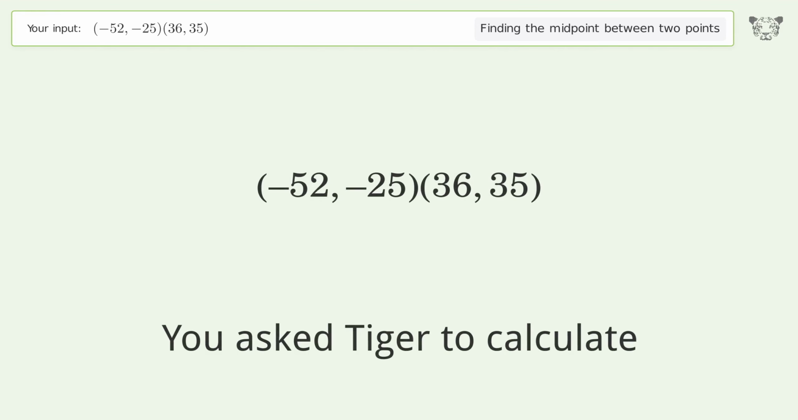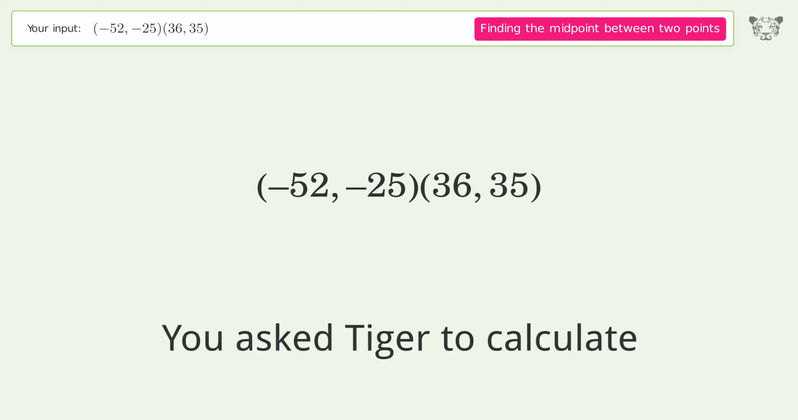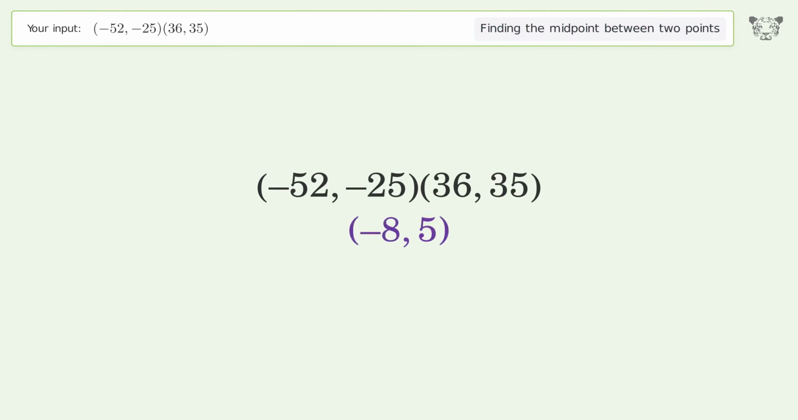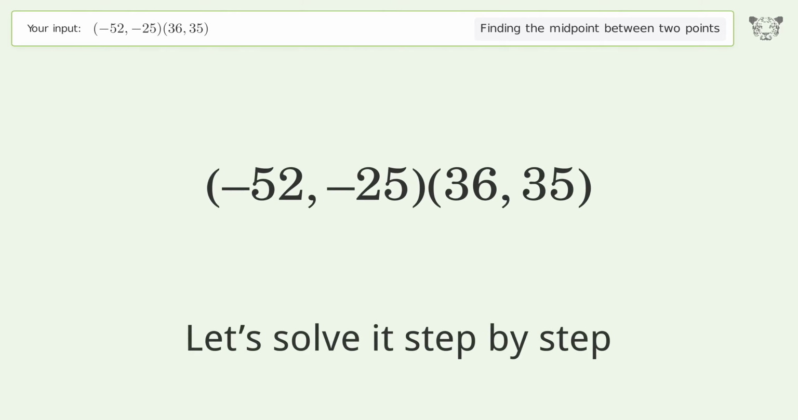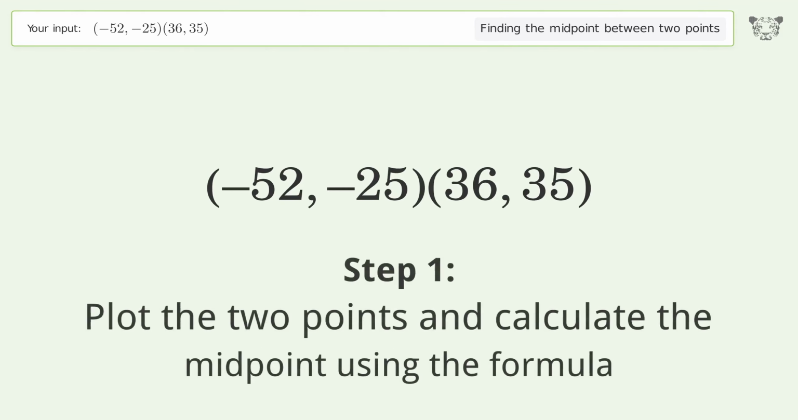You ask Tiger to calculate. This deals with finding the midpoint between 2 points. The midpoint between the 2 points is -8,5. Let's solve it step by step. Plot the 2 points and calculate the midpoint using the formula.